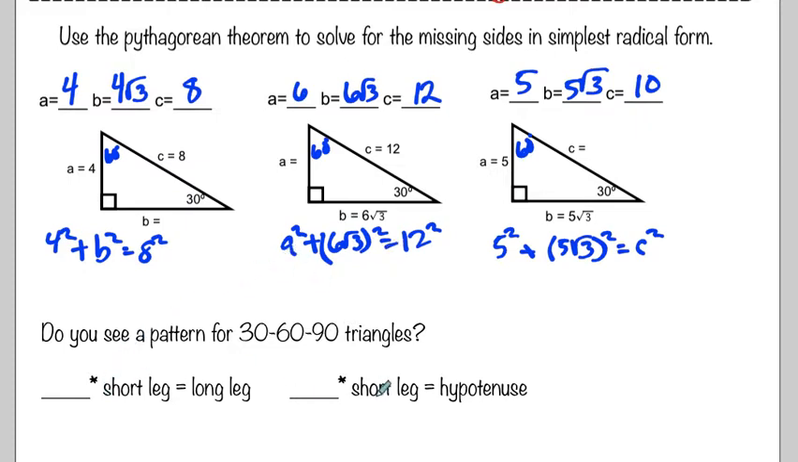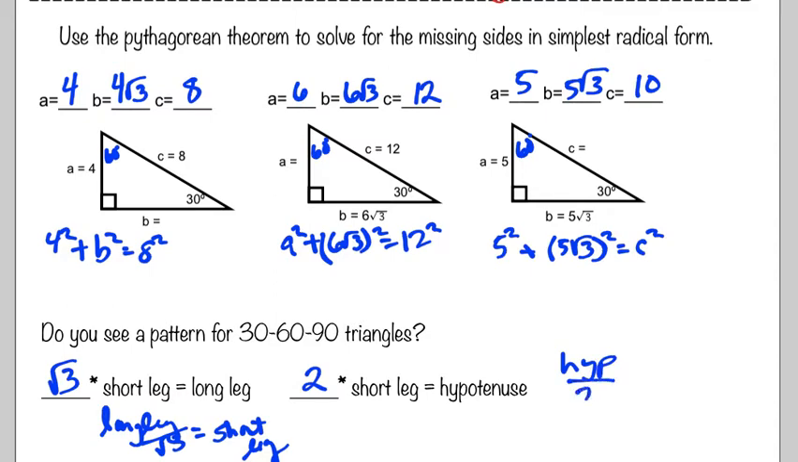So you can use these 2 rules here to get pretty much all of your answers. If you are looking for the long leg, you would take the short leg and you would multiply it by root 3. If you're looking for the hypotenuse, you're going to double the short leg. Now, if you start with the longer leg, you're going to have to divide by root 3. Divided by root 3 is going to give you the short leg. And if you have the hypotenuse, you're going to divide by 2 to get the short leg.